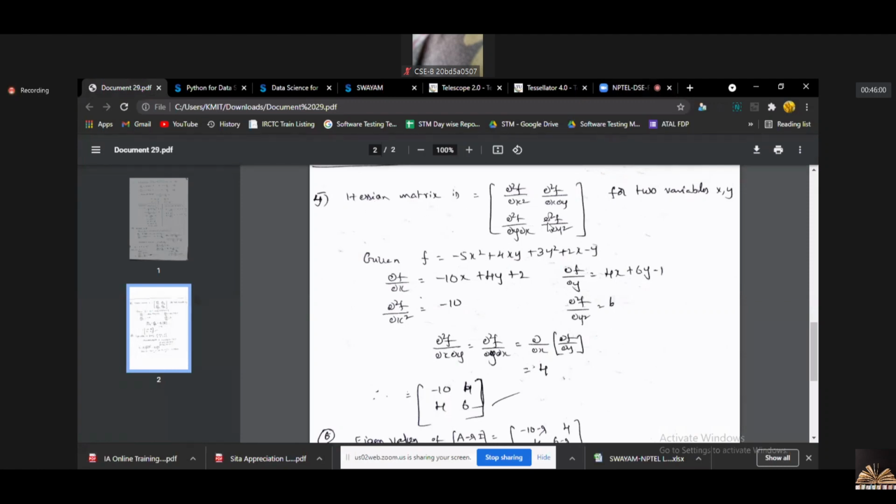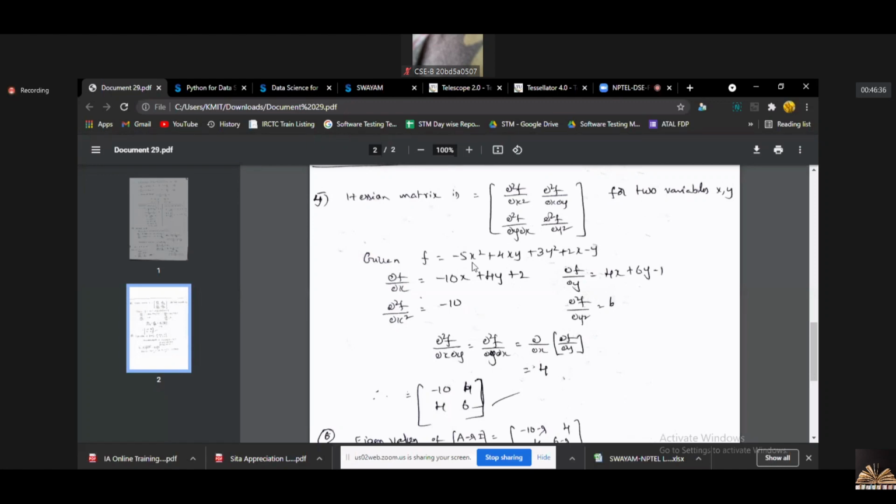The matrix form is like this: dou square f by dou x square, dou square f by dou x dou y, dou square f by dou y dou x, and dou square f by dou y square. So this means we have the first and second derivatives for the given function. In school itself we have studied how to find the first derivative, and from the first derivative how to find the second derivative.